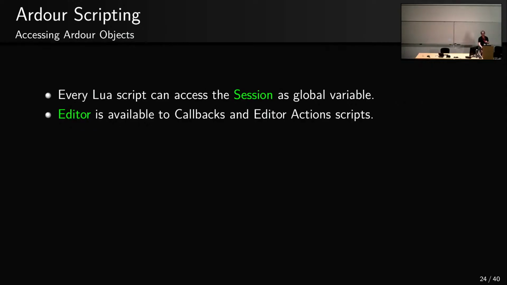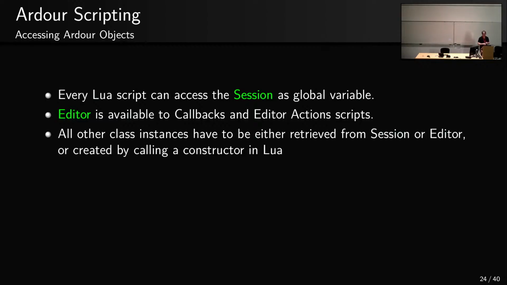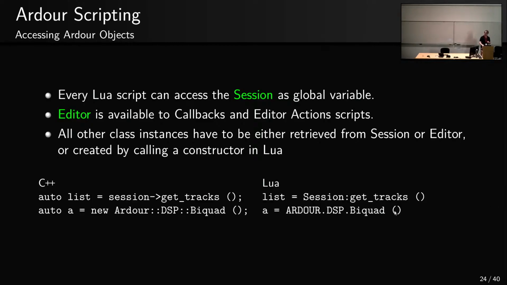Every Lua script has access to the session, so we can query it, and only the UI scripts can access the editor of the UI as well, to perform dedicated editor actions. All other instances of classes in C++ need to be retrieved from either the session or the editor, or created by a constructor in Lua. So if you want to get the tracks, which are also class instances, you call session get tracks, which gives you a list of all the tracks in the session, or you can get all the plugins of a dedicated route.